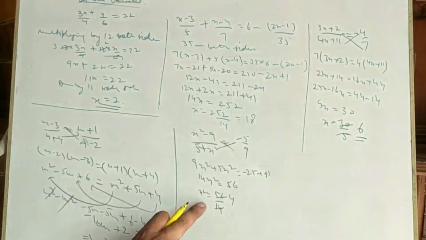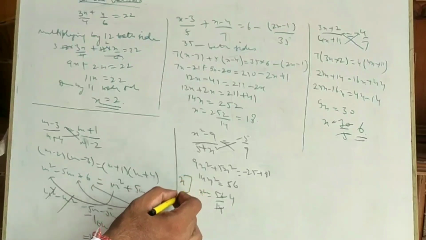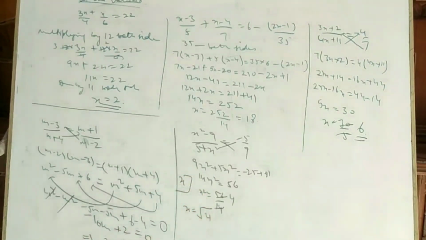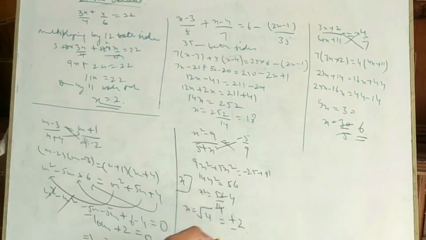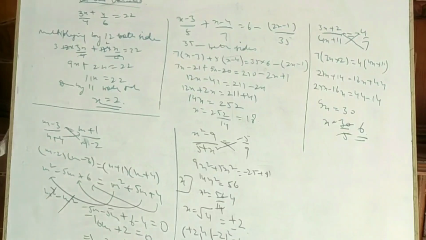So we have x square is equal to 4, but we need to find out x only. So x will be the square root of 4, and the square root of 4 is plus minus 2, because the square of plus 2 is 4, and similarly the square of minus 2 is also 4. So we'll write our answer as plus minus 2.